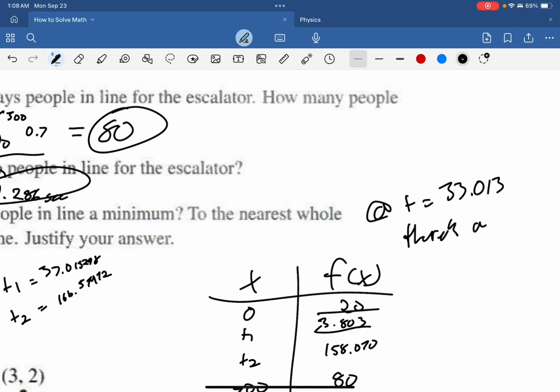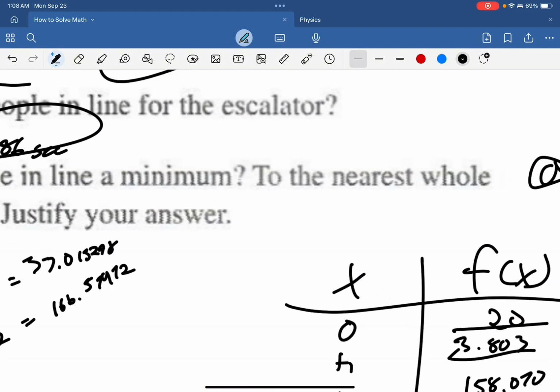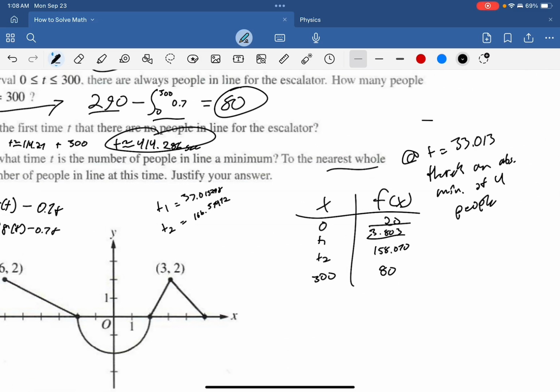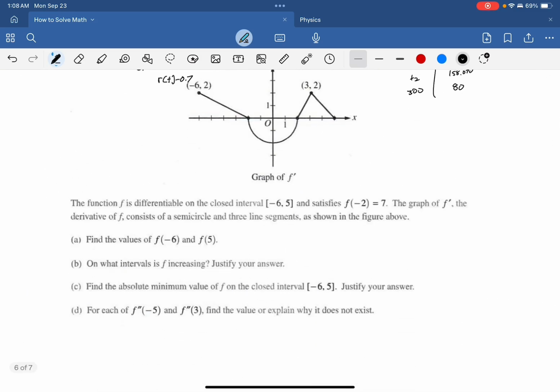There's an absolute minimum of 4 people. It's not exactly 4 people, but the problem does tell you to round to the nearest whole number, and 3.8 rounds up to 4. So yeah, there you go. There's the first one cleared up.